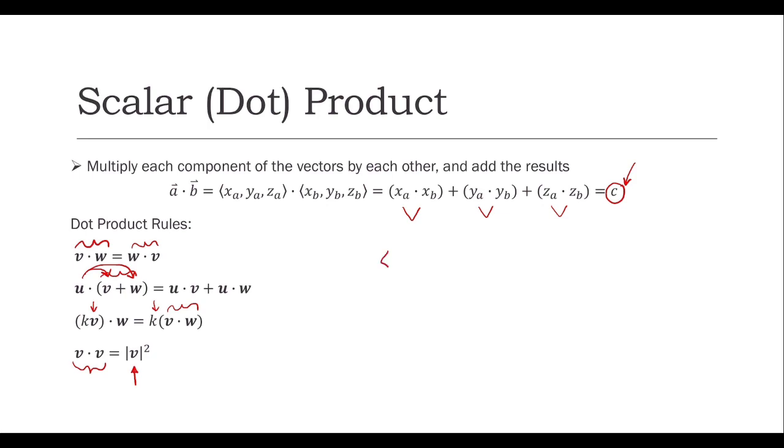So if you had two vectors, for example, that were (2, 3, 1) dot (-1, 6, 2), all you would have to do is multiply each one. So 2 times -1 is -2, plus 3 times 6 is 18, plus 1 times 2 is 2. So this would equal 18. So that's how you do a scalar or dot product.